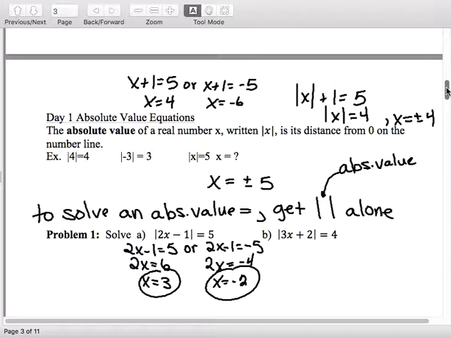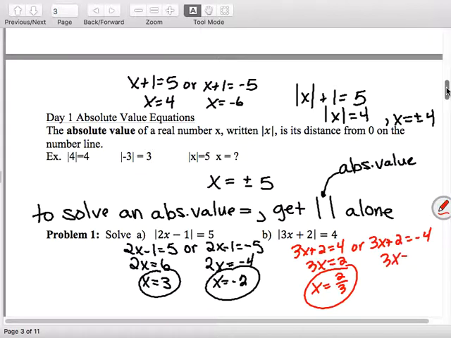All right, on part B, did you get 2/3 and -2? Yes. Okay, perfect. So you get 3x + 2 = 4, or 3x + 2 = -4. So I get 3x = 2, divide by 3, x is 2/3. Subtract 2, x is -2. All right, when you're ready, let's flip the page.